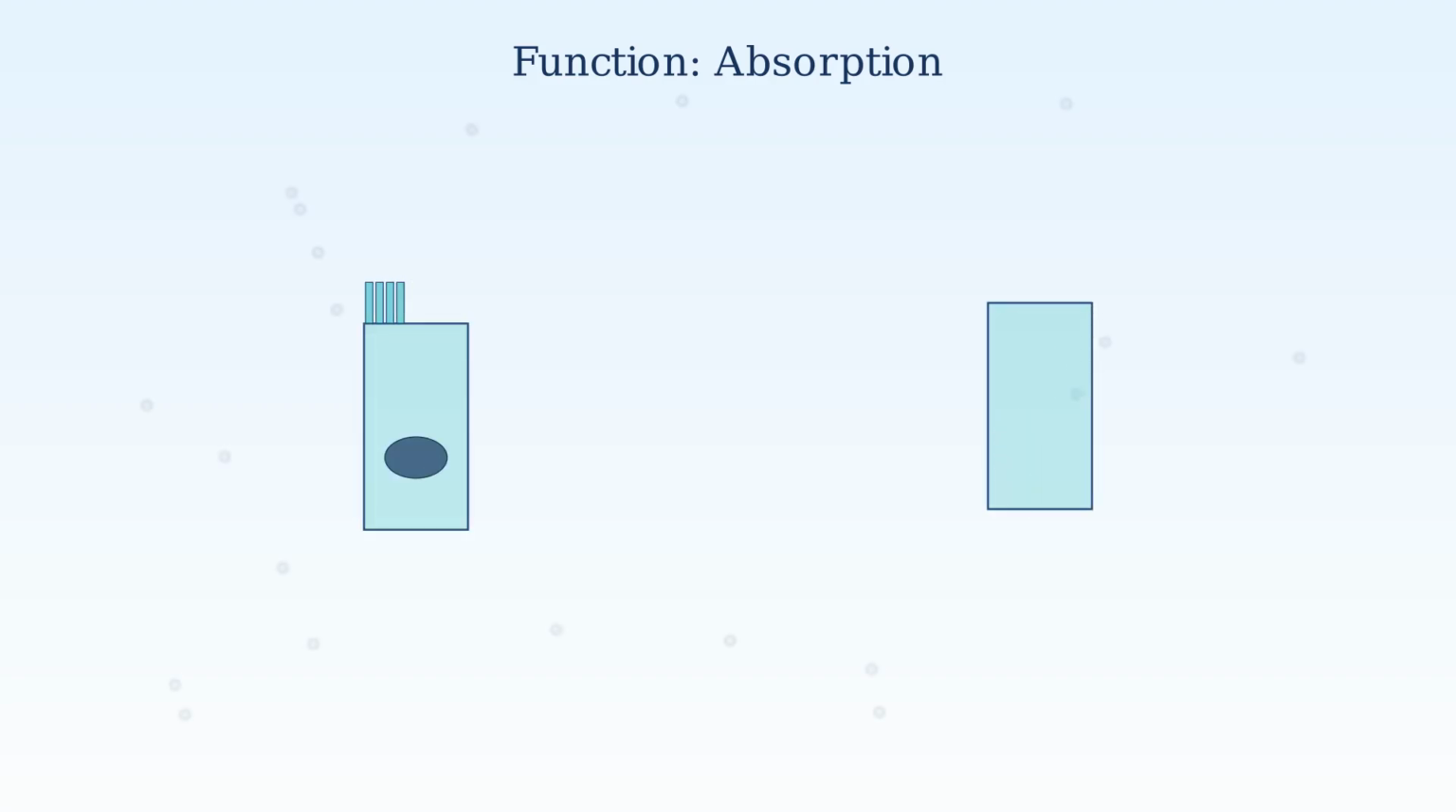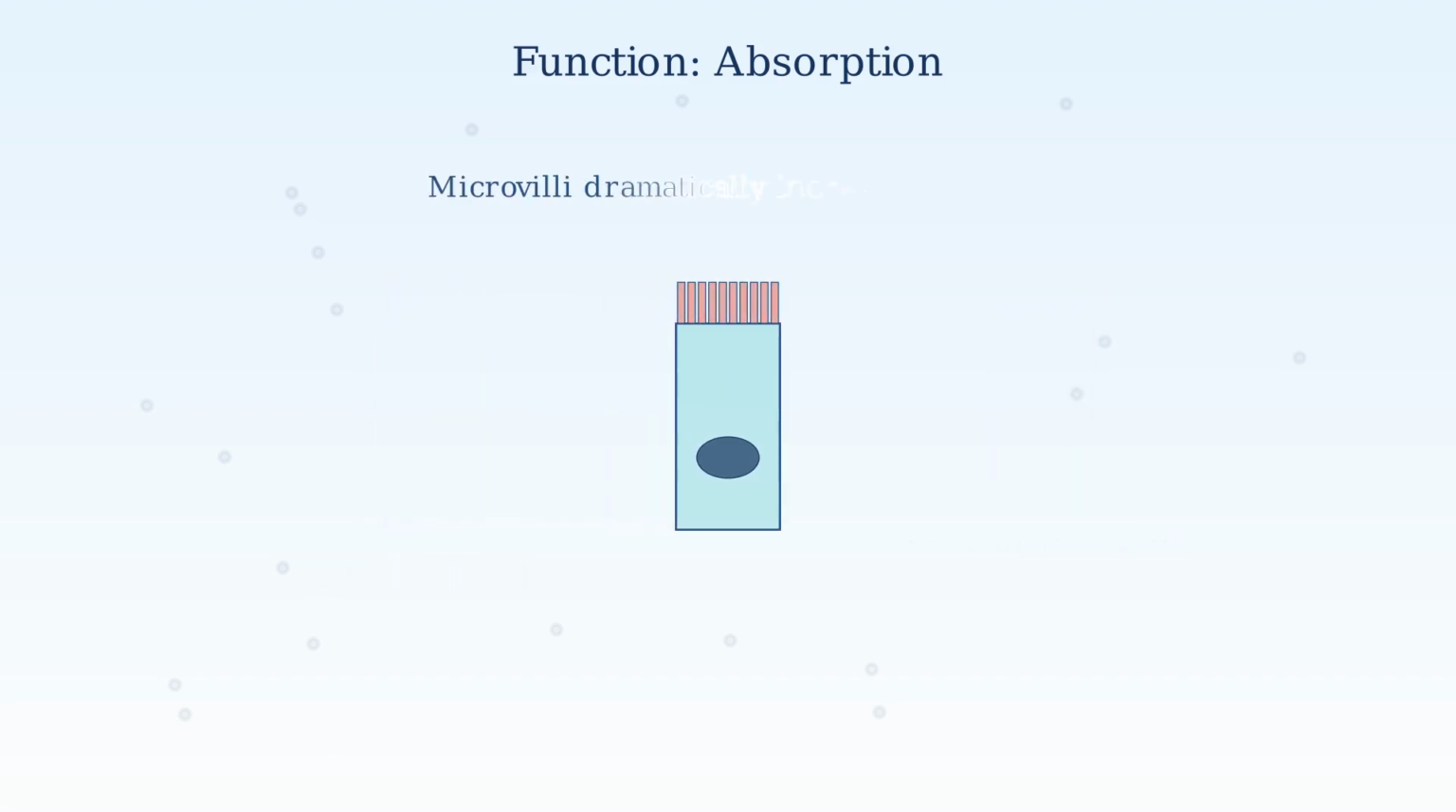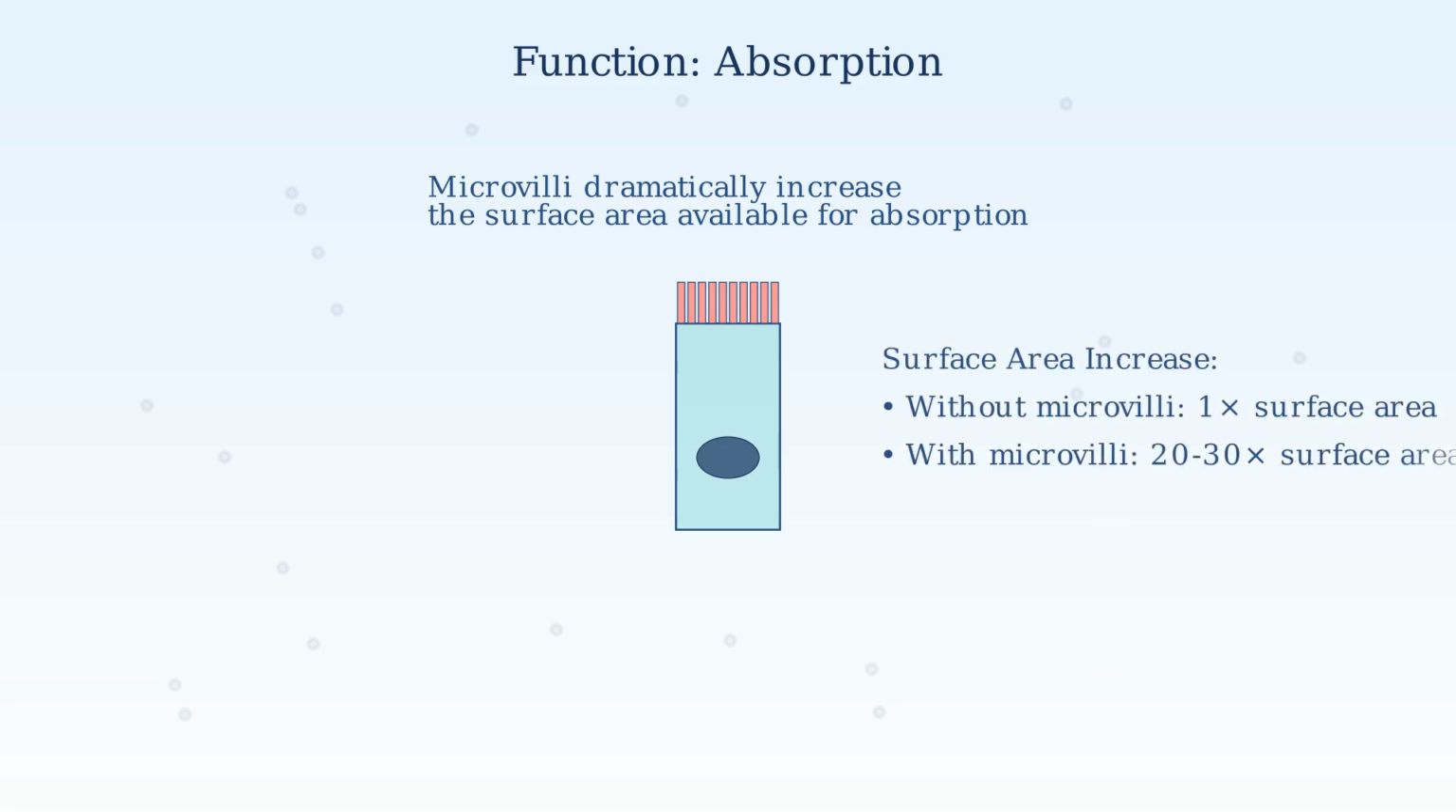Simple columnar epithelium is specialized for absorption across its surface. The cells have a specialized structure that optimizes them for their absorptive function. The key structural feature that enables absorption is microvilli on the apical surface. Microvilli dramatically increase the surface area available for absorption. This simple adaptation increases the cell's surface area by 20 to 30 times, significantly enhancing absorption capacity.